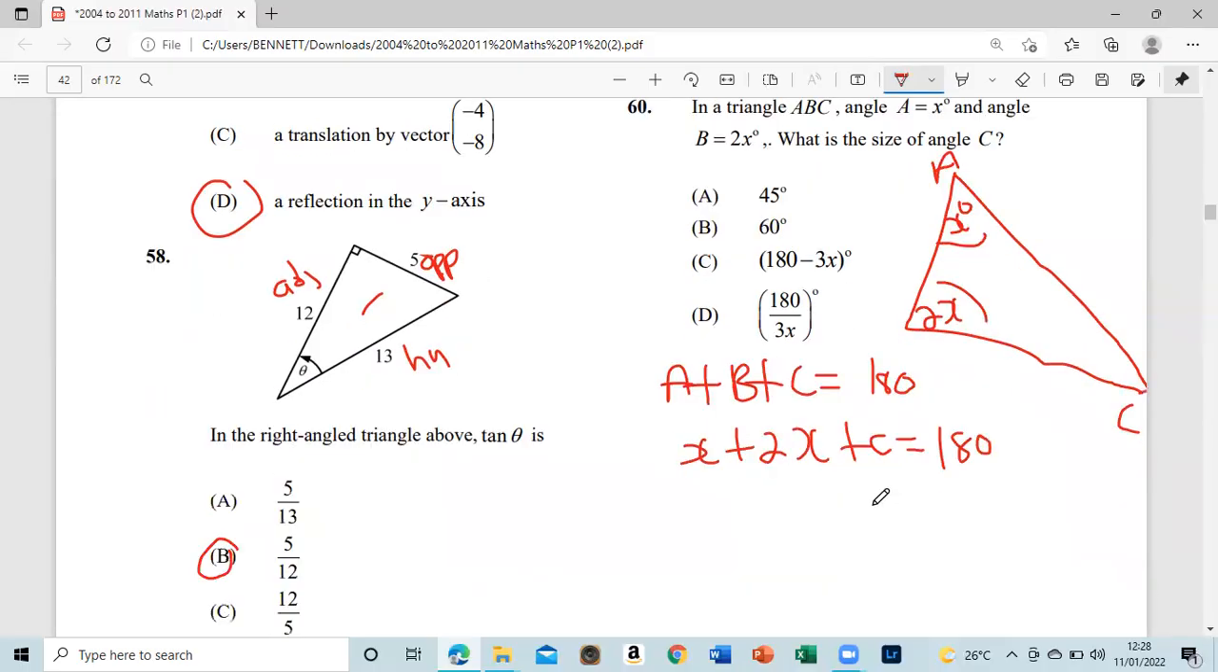So it's 180 minus 3x. All right, so it's 3x plus C. I'm going to carry it to the very end.